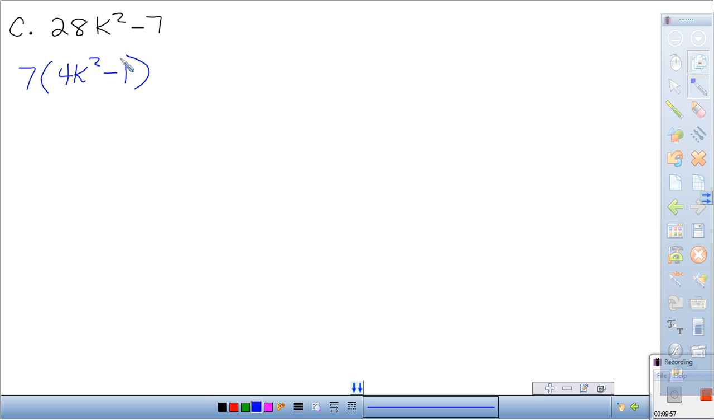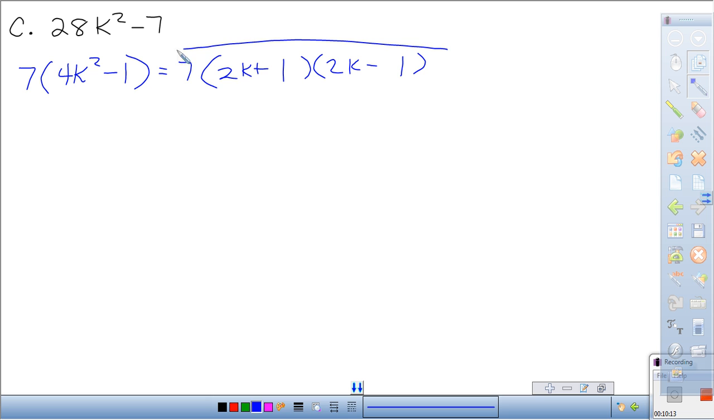Now I have the difference of two squares, so I can use my rule. 7 times one addition, one subtraction. The square root of my first term, 2k, and the square root of 1, which is 1, and there's my answer.